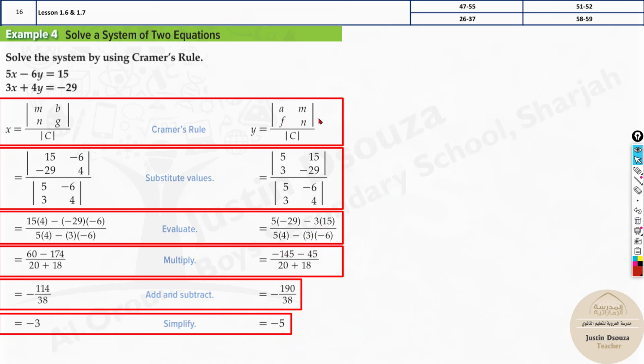Now what about the y value? Same way you can do it over here and you'll get minus 5. So the x and y values are negative 3 and negative 5. So this is by Cramer's rule.